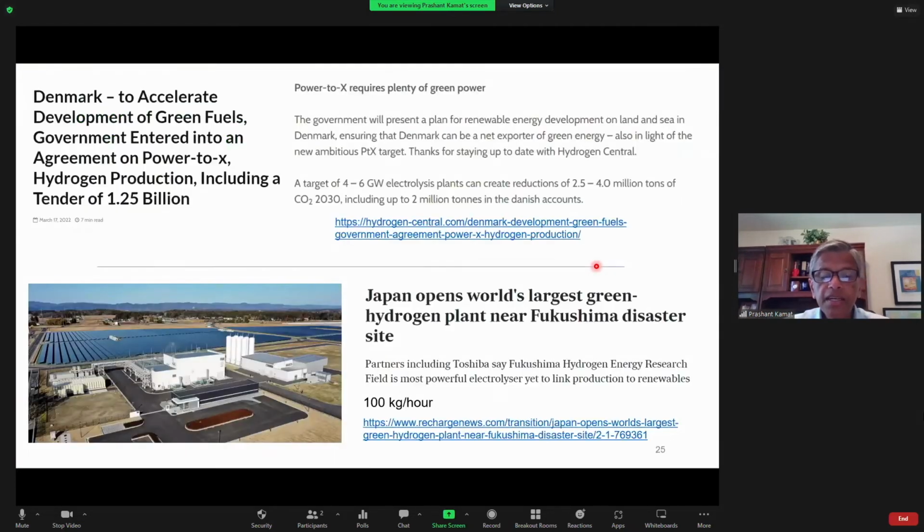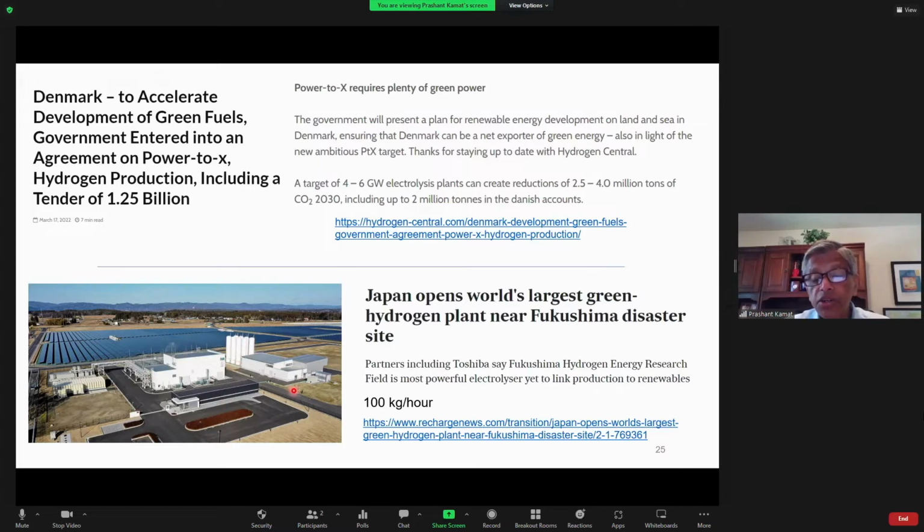This one is, again, remarkable why this is gaining. This has come out in March from Denmark to accelerate development of green fuels. They are putting in 1.25 billion. Japan, Australia, UAE, everybody is now considering renewable energy, either wind or solar, coupled with electrolysis to generate hydrogen, and then you can store it and deliver it.